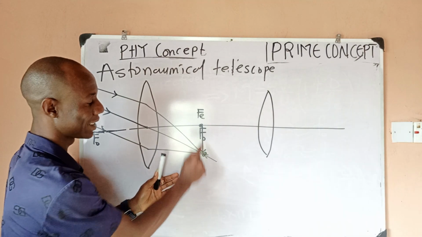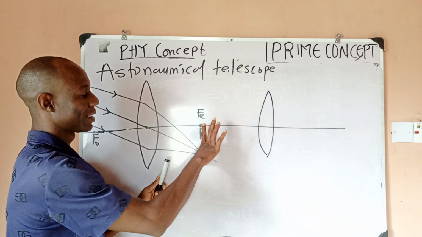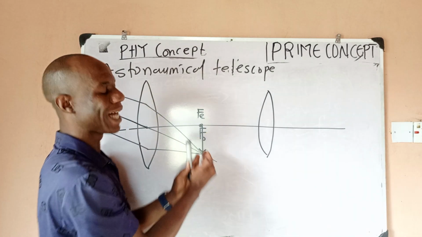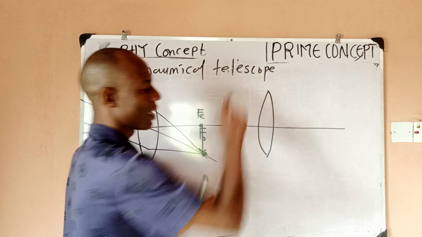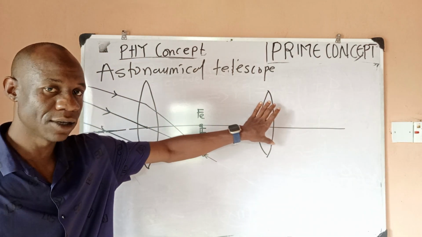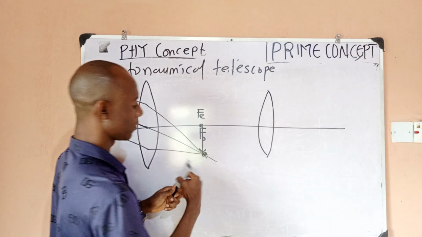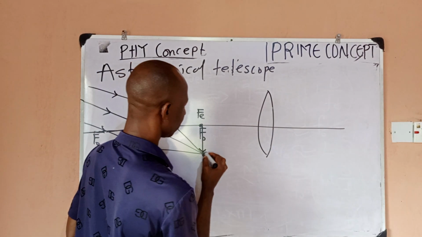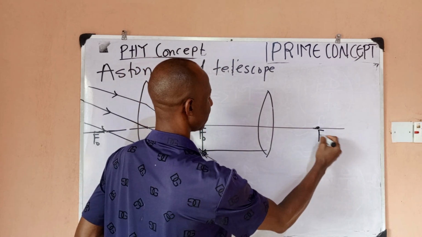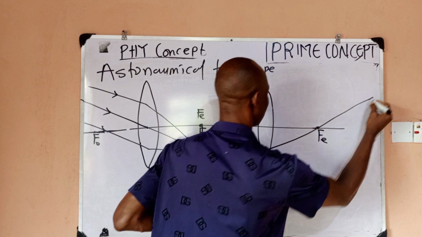When it forms an image at the focal point, this image formed by the objective lens now becomes an object for this eyepiece lens. So this is now the object for this one, coming from the focal point. The rays from here travel this way and hit the lens. This is the focal point on this side, Fe. When this hits the lens, it will go like this.